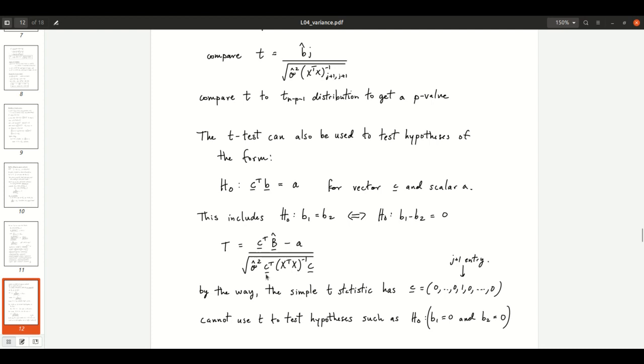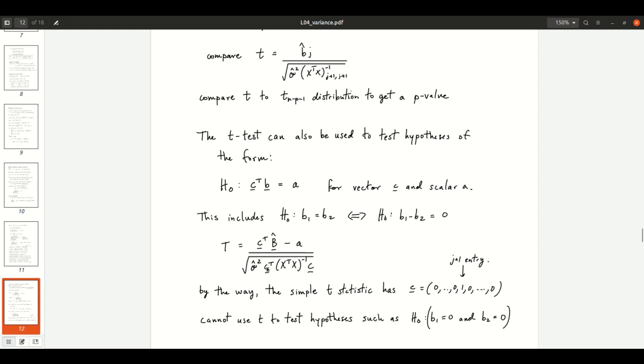And it turns out that the right standard error to divide by comes from the variance of this quantity. And remember, back when we talked about properties of the multivariate normal, we know that the covariance matrix of b hat is sigma squared x transpose x inverse. And therefore, if we do a vector times b hat, the covariance matrix for this thing is going to be sigma squared c transpose x transpose x inverse times c.